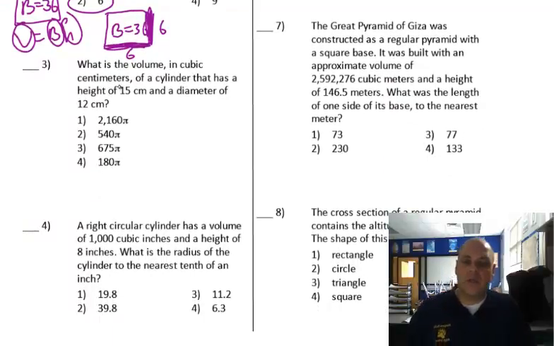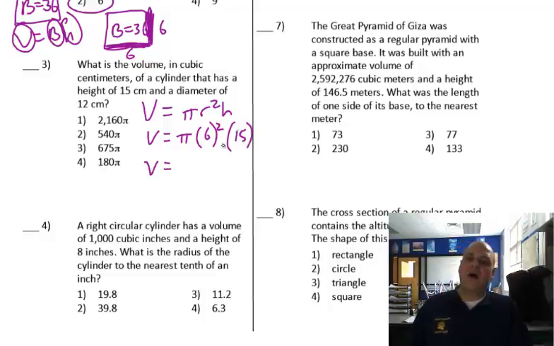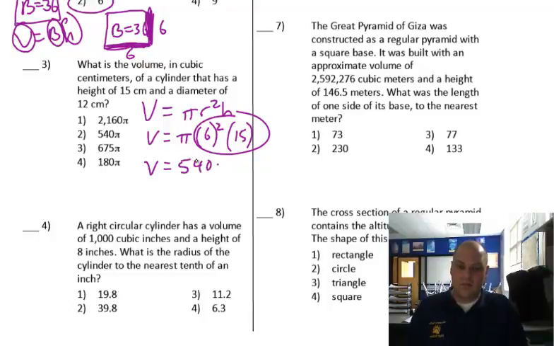What is the volume in cubic centimeters of a cylinder that has a height of 15 and a diameter of 12? Volume equals pi r squared h. It's on your formula sheet. Just make sure you know it's there. So it's pi, the radius is 6 squared, times the height, which is 15. And these are all in terms of pi, so I'm going to type this in my calculator. I'm not going to type the pi in. And that's going to give me 540 pi. That's choice 2.